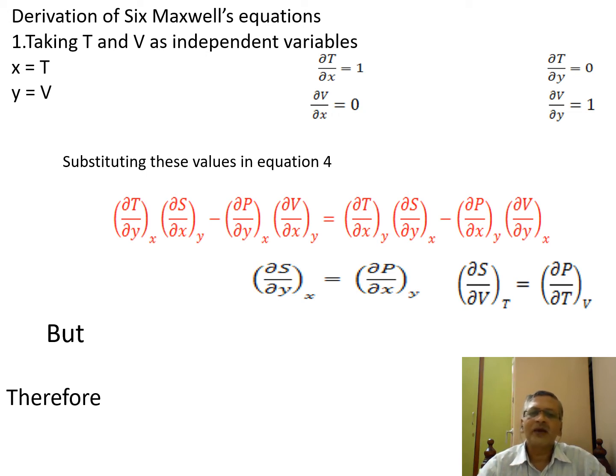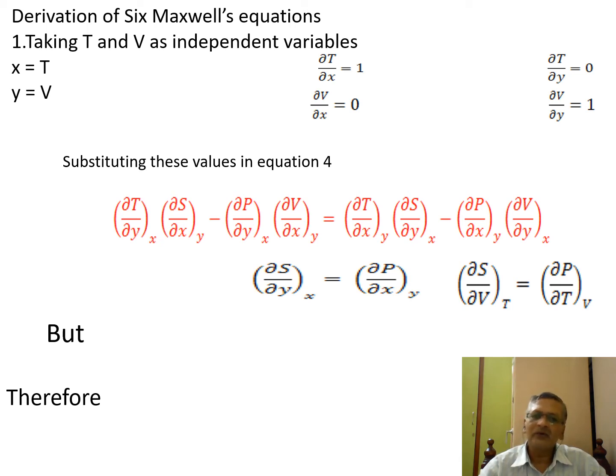Therefore, ∂s/∂y, keeping x as constant, must be equal to ∂p/∂x, keeping y as constant. Now, in this term, replace x by T, y by v. Therefore, ∂s/∂v, keeping x as temperature T, is equal to ∂p/∂T, keeping v, the volume, constant, as y is constant. So this is the first Maxwell's equation.